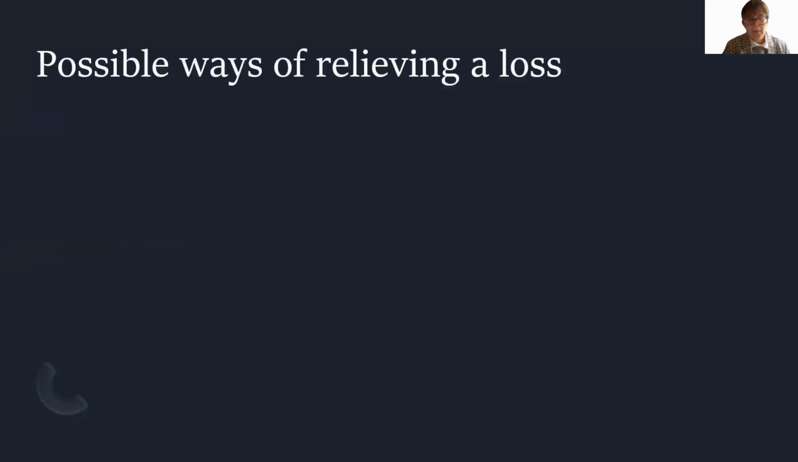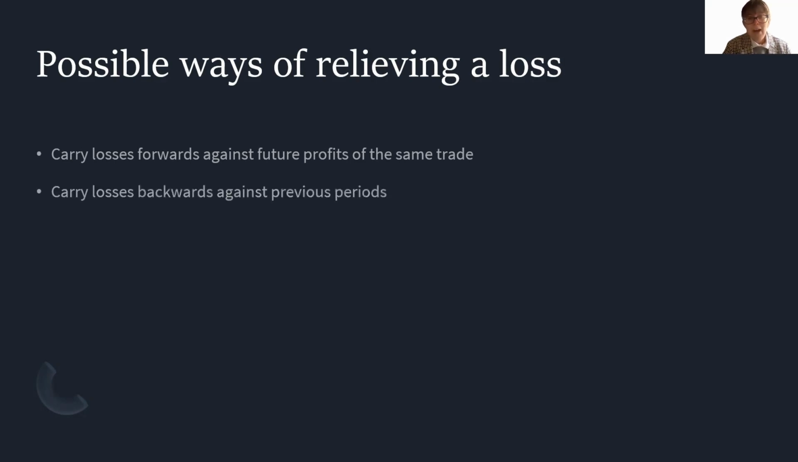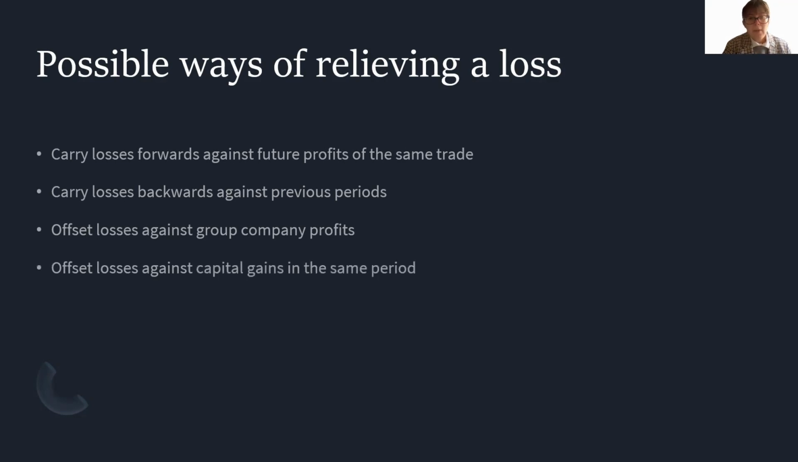There are, however, ways in which we can relieve a loss. So the first option we have is to carry a loss forward against any future profits, but they must be of the same trade. Secondly, we could carry a loss backwards against previous periods. We could offset our losses against group company profits, or we may choose to offset losses against capital gains in the same financial accounting period.